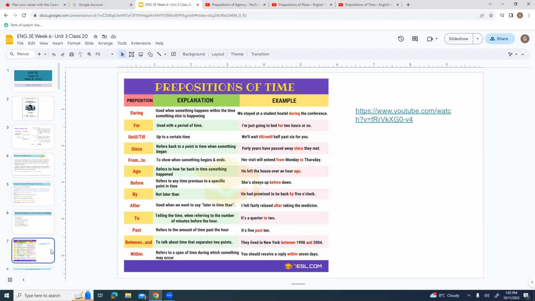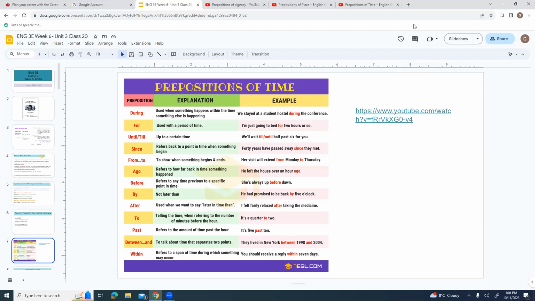Okay, there are also prepositions of time. Some of the prepositions for time are during, for, until or till, since, the pair from and to, ago, before, by, after, to, past, and the pair between and the one within.